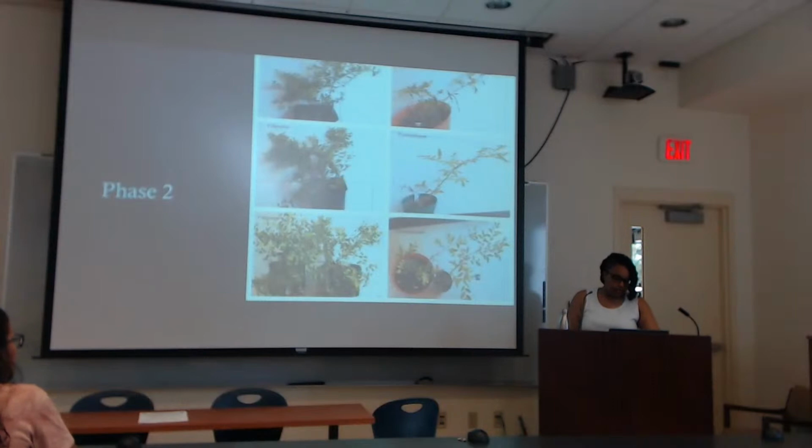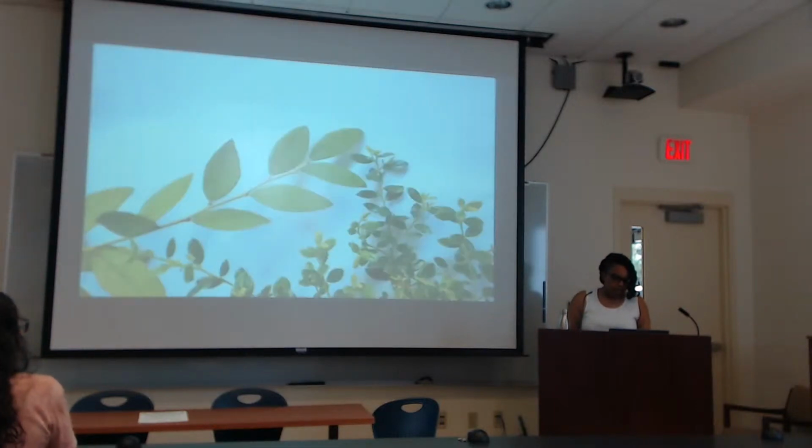And these are our phase 2 plants. On your left is Darrow here, and on your right is corymbosum. And these are the plants that were used in our experiment. And one thing that we were interested in are the leaves of these plants. So on your left is corymbosum, and on your right is Darrow.